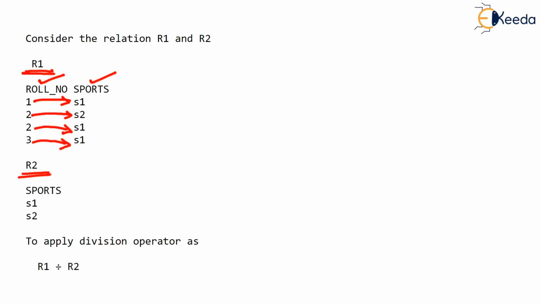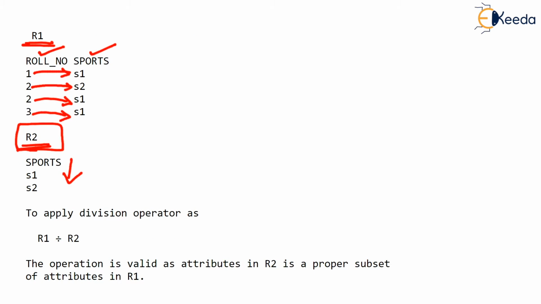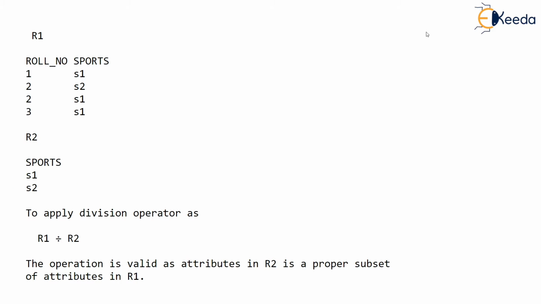Now coming to the R2 table, this is another relation. We have shown which sports are offered by our organization, or maybe by our college. Our college offers two sports, S1 and S2. So these are all the sports that a student can play. Now observe that although these are all the sports, S1 and S2, that a student can play, there are only a few students who play all the sports.